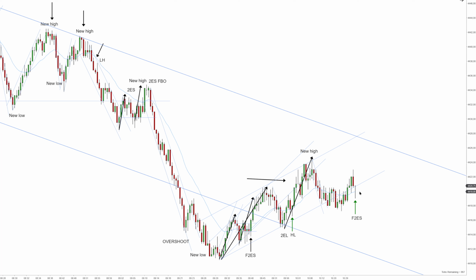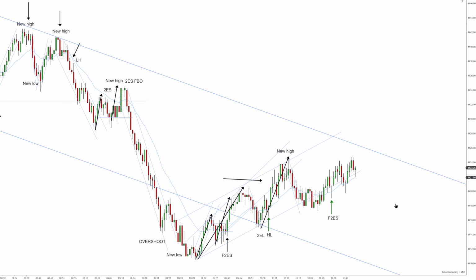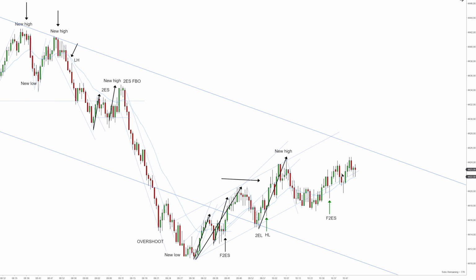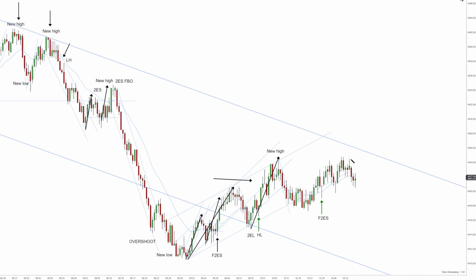But this is a great failed second entry short because you're back above EMA, almost identical setup to here, basically price action wise. And market keeps trending higher, keeps trending higher. I don't think you can take any long, just first entry long. Okay, I'm going to redraw a short and downtrend like this.